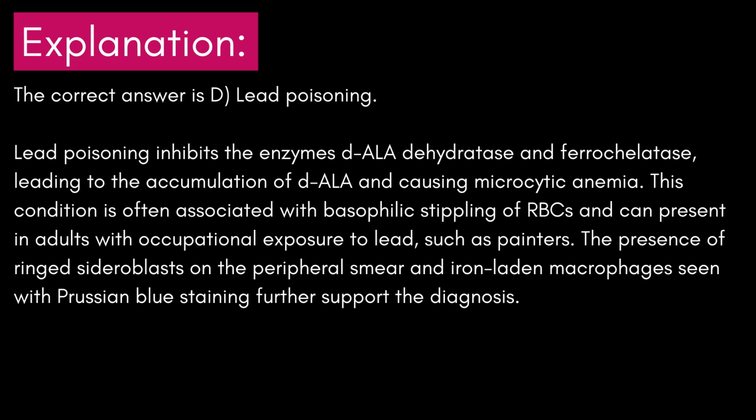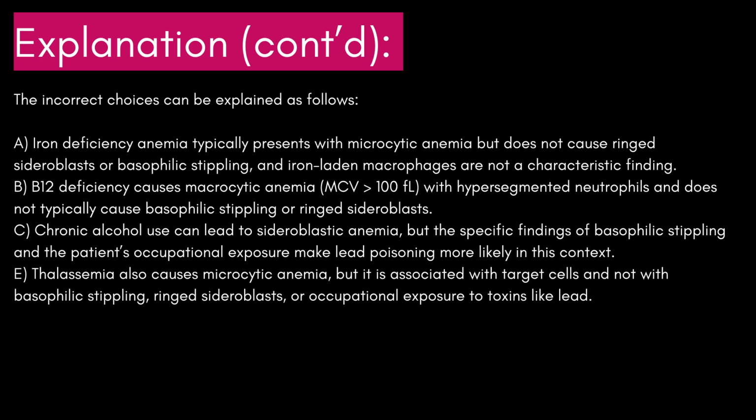Lead poisoning. Lead poisoning inhibits the enzymes D-alanine dehydratase and ferrochelatase, leading to the accumulation of D-alanine and causing microcytic anemia. This condition is often associated with basophilic stippling of RBCs and can present in adults with occupational exposure to lead, such as painters. The presence of ringed sideroblasts on the peripheral smear and iron-laden macrophages, seen with Prussian blue staining, further support the diagnosis. All right, let's go ahead and see why the other answer choices are incorrect. The incorrect choices can be explained as follows.